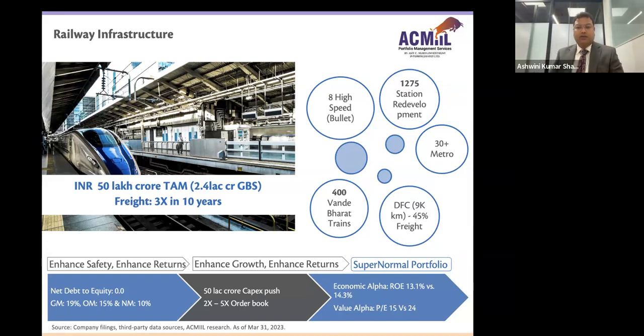Now, what are these opportunities? One is on the freight side. The railway earns nearly three-fourths of its revenue from freight, and only one-fourth comes from passenger traffic.